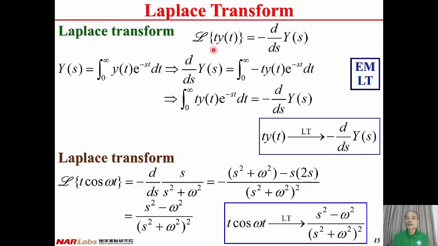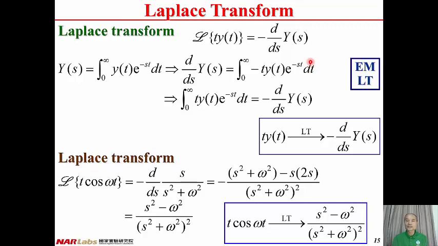The Laplace transform of t y t equal to minus dYs with respect to s. From the definition of Laplace transform, Ys is the Laplace transform of yt equal to integration from 0 to infinity yt times exponential minus st dt. If we differentiate Ys with respect to s, only this term is a function of s, the differentiation of exponential minus st equal to minus t times exponential minus st.